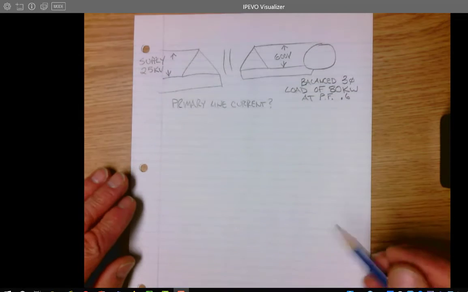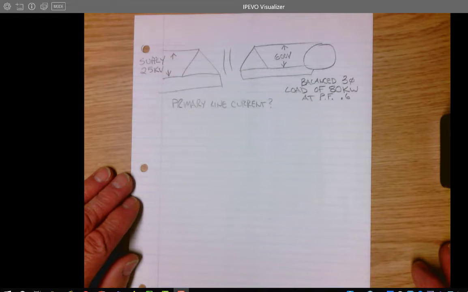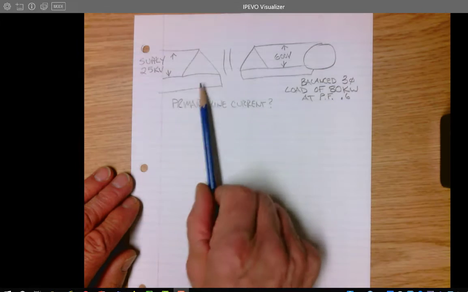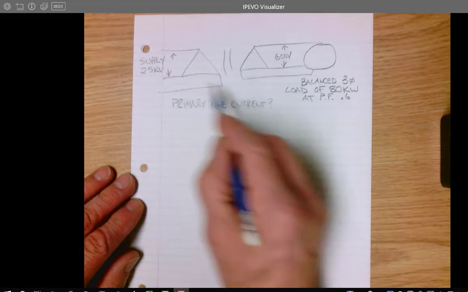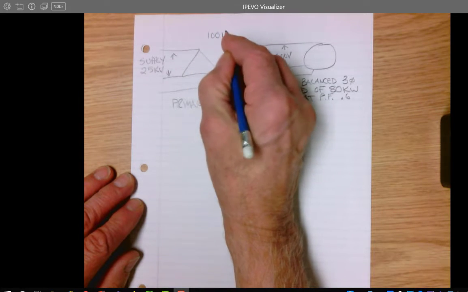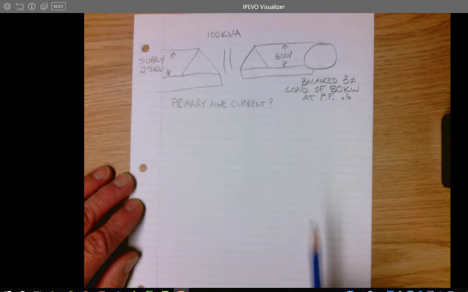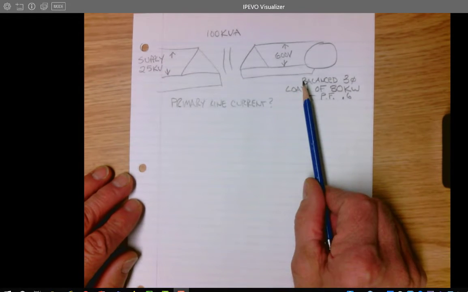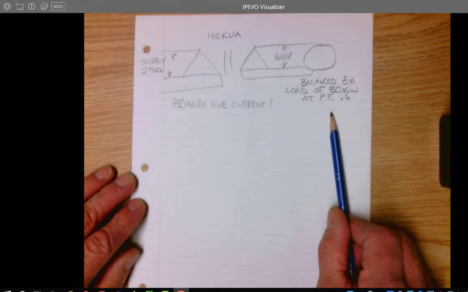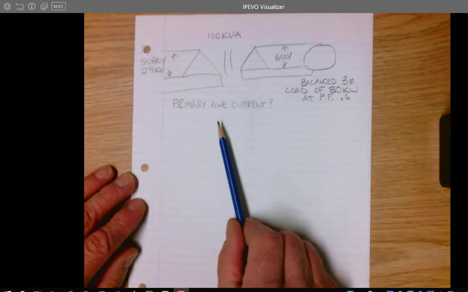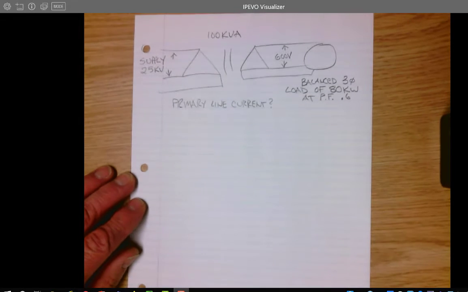All right, Austin, this is the question that you sent me. The question was: a 25,000 volt three-phase three-wire system feeds a delta-delta transformer with a rating of 100 kVA. So this three-phase transformer is rated for 100 kVA, and it is used to supply a 600 volt balanced three-phase load of 80 kilowatts at a power factor of 0.6. What they want us to find is the primary line current.